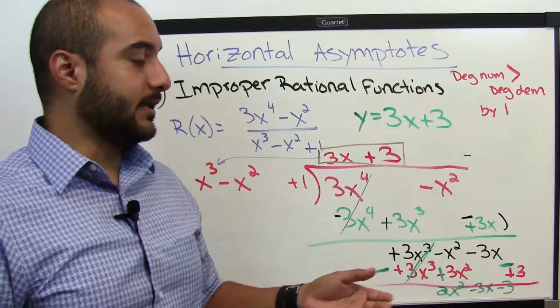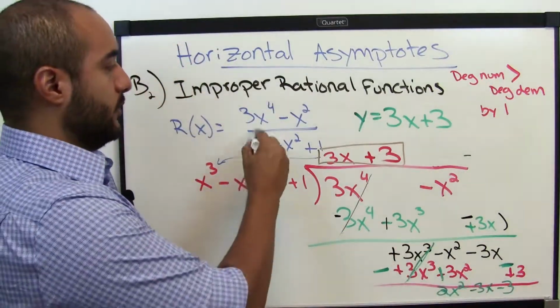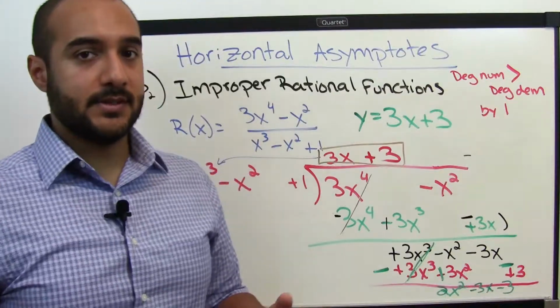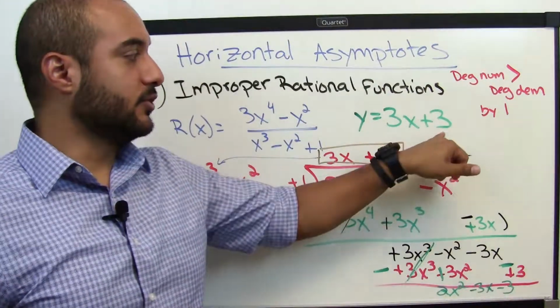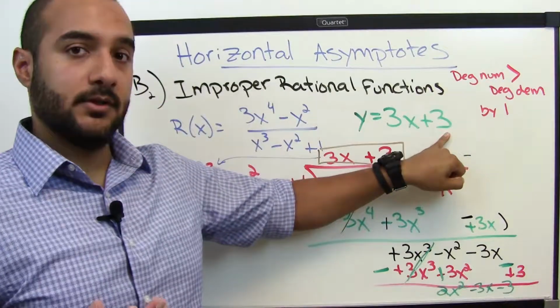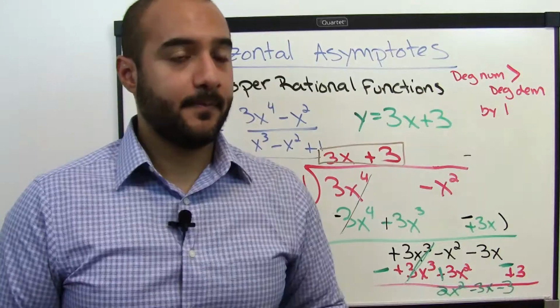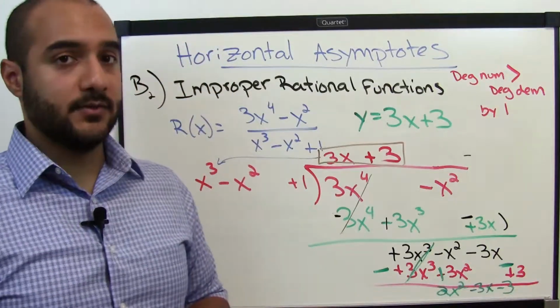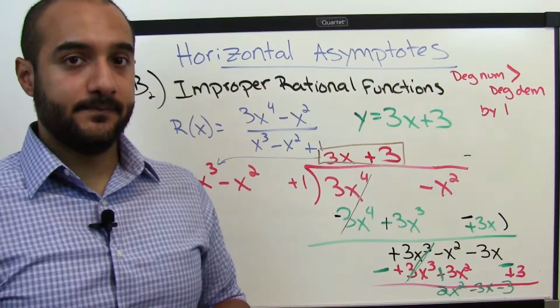You have to do it by long division. You'll see videos where they tell you, oh, only worry about the leading coefficients, just like you were doing before. And if you do that, you're going to miss the y-intercepts for your oblique asymptotes. So be careful with that.